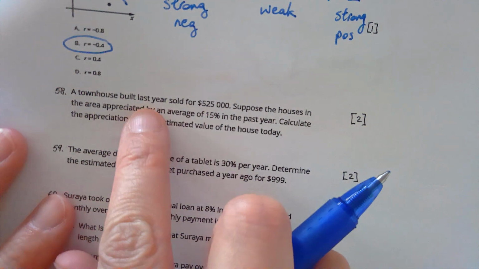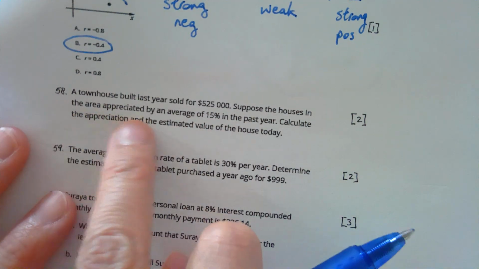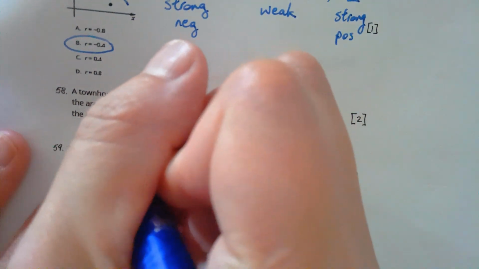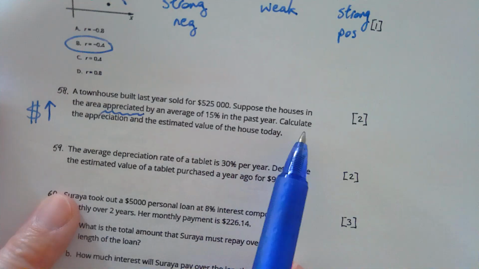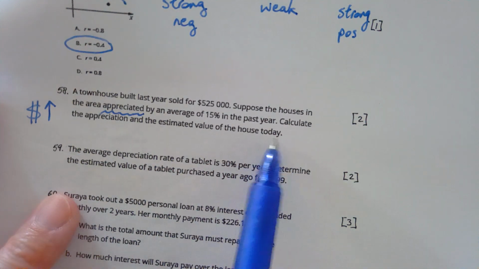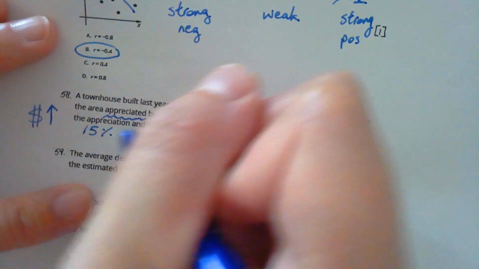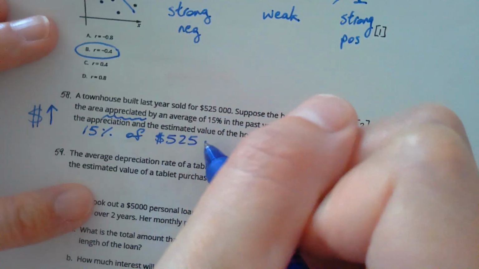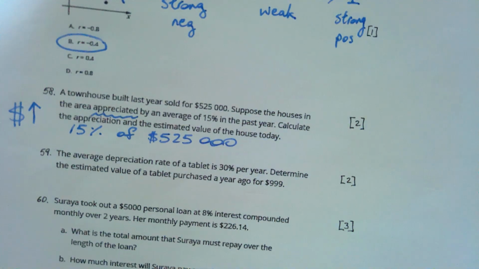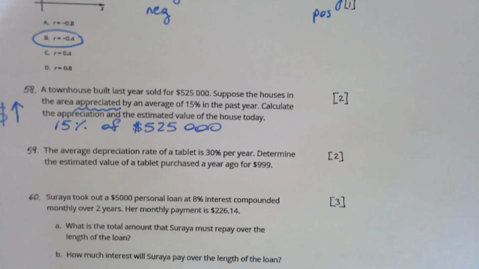A townhouse built last year sold for $525,000. Suppose the houses in the area appreciated. What does appreciate mean? Up. Money going up. Yay. By an average of 15% in the past year. Calculate the appreciation and the estimated value of the house today. So I want to figure out 15% of 525,000. So where's my calculator? Over here.